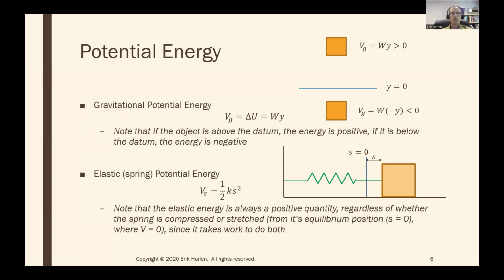Similarly, the spring potential energy is given by Vs equals 1/2 k s squared, where s is the displacement of the spring from its equilibrium position, x minus x0, that we had on the previous slide.